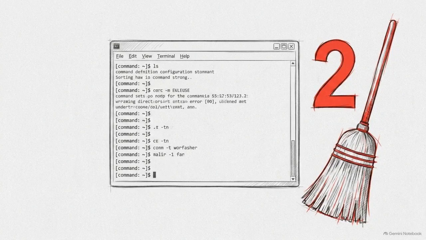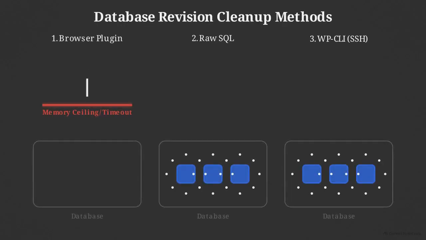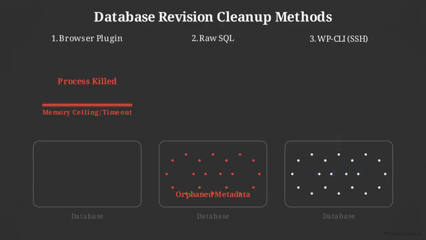Open your SSH terminal. We are going to execute Job 2, deleting the thousands of hidden revision rows currently suffocating your posts table. Avoid browser-based optimization plugins for large databases. Running inside a web request, they frequently hit the memory ceiling and time out. The SSH process avoids traffic limits, but raw SQL bypasses WordPress functions, deleting revisions while leaving behind thousands of orphaned metadata fragments. Using wp-cli over SSH solves both problems. It avoids web traffic timeouts while correctly triggering the internal WordPress cleanup hooks to clear all metadata fragments.